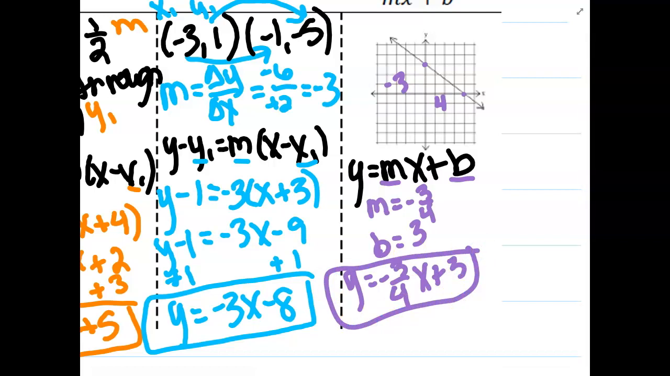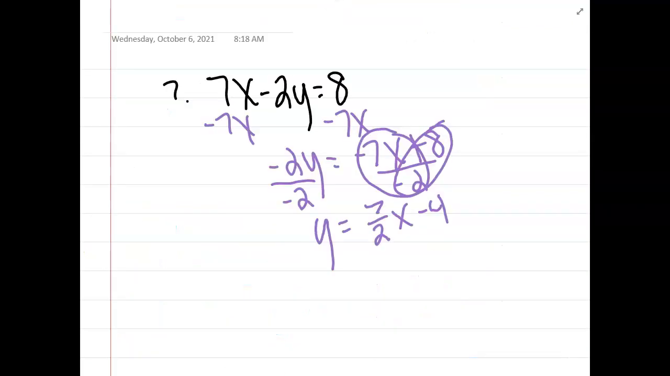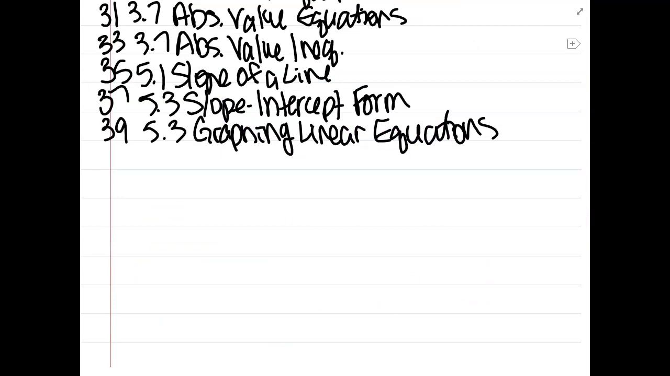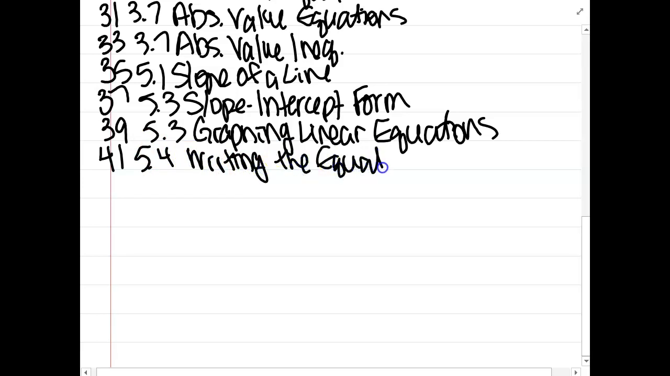Okay, let's get this glued into your notebook. We'll have this, and then one more section, and then we'll be done with this review section here. Okay, so 41, this is section 5.4, and we are writing the equation of a line.